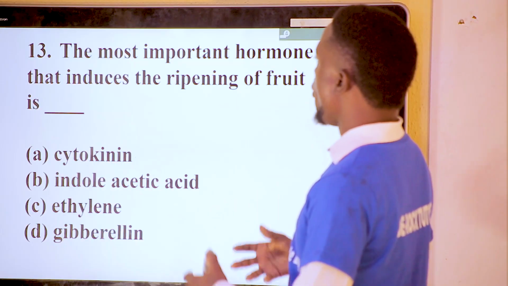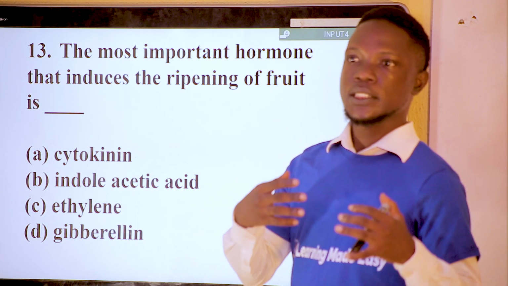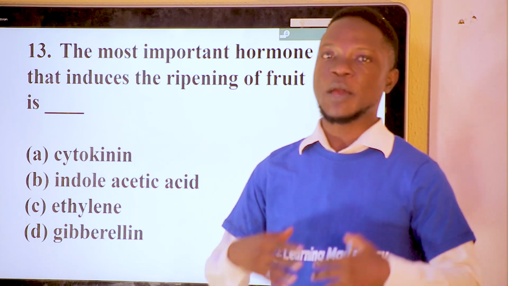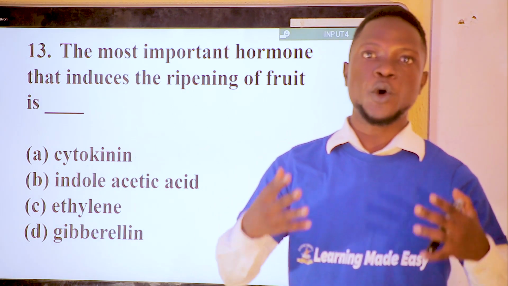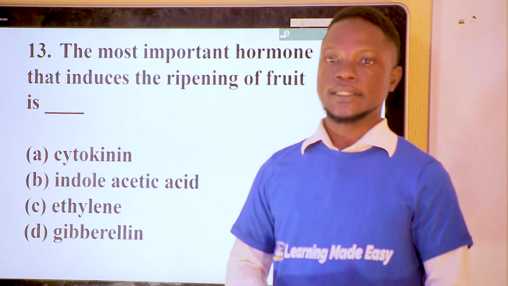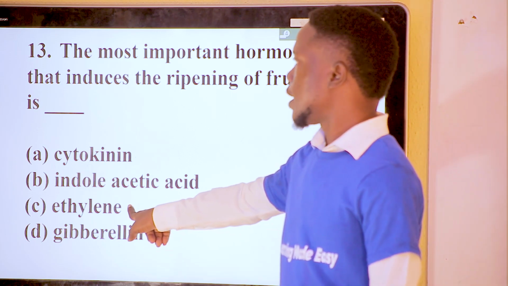The most important hormone that induces the ripening of fruits is dash. Now, there are a lot of hormones that can be used to ripen fruit, but the most important of them is ethylene. Okay? So the answer is ethylene.